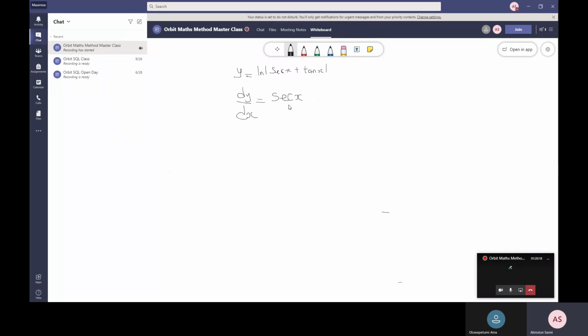So what you want to show is sec x equals cos y. How do you go about that? We are going to start from here. If I take the exponent of both sides, exponential y is equal to sec x plus tan x, right? So exponential y is this.